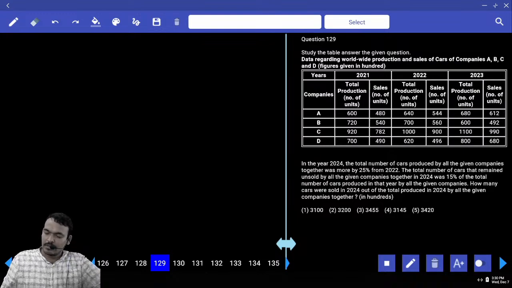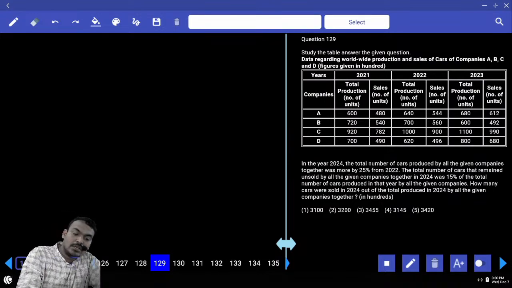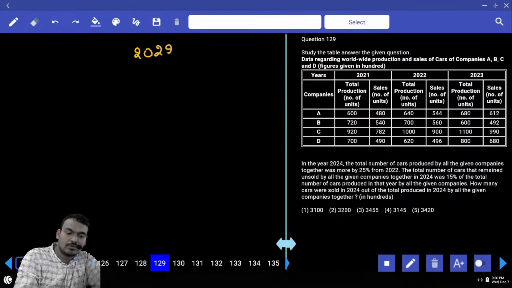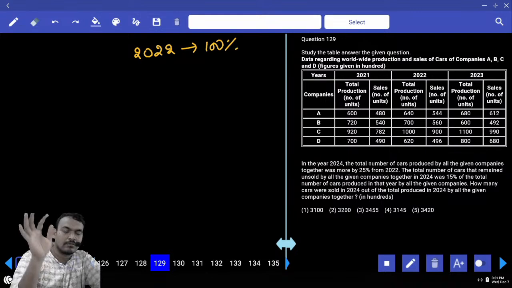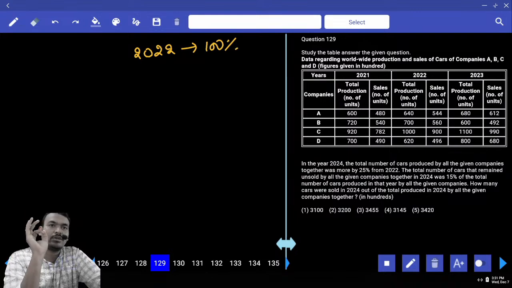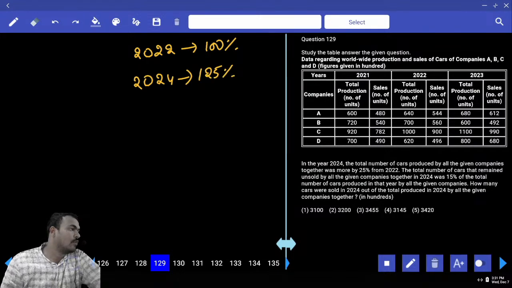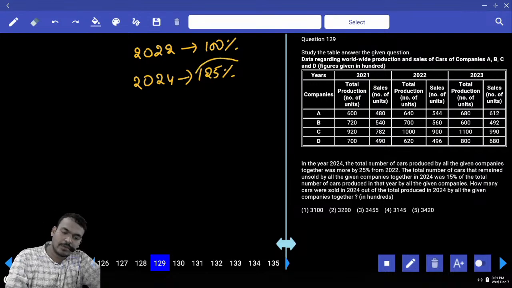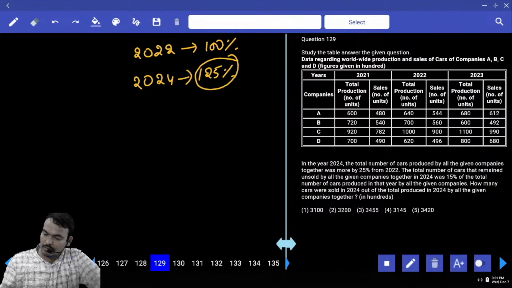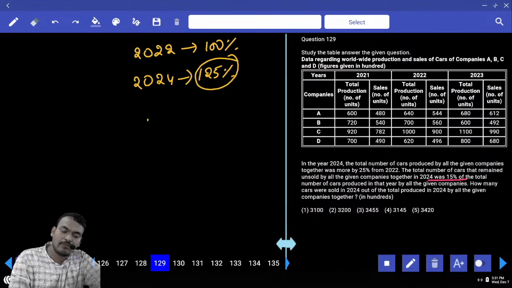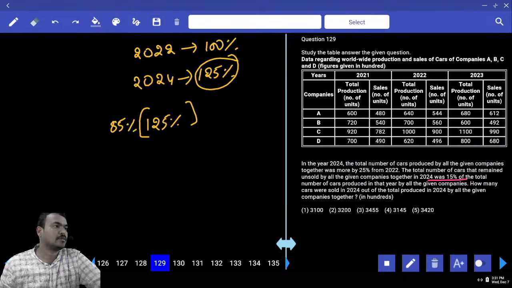Okay, first, suppose the 2022 total value we consider as 100%, or not? Yes or no? 2022 total produced value is 100%. Then the 2024 total produced value is 25% more or less? More, means the 2024 total produced value is 125%. Out of 125%, how much percent are unsold? 15%. Means out of 125, 15% are unsold, means the sold value is how much? 85%, or not? Yes or no?